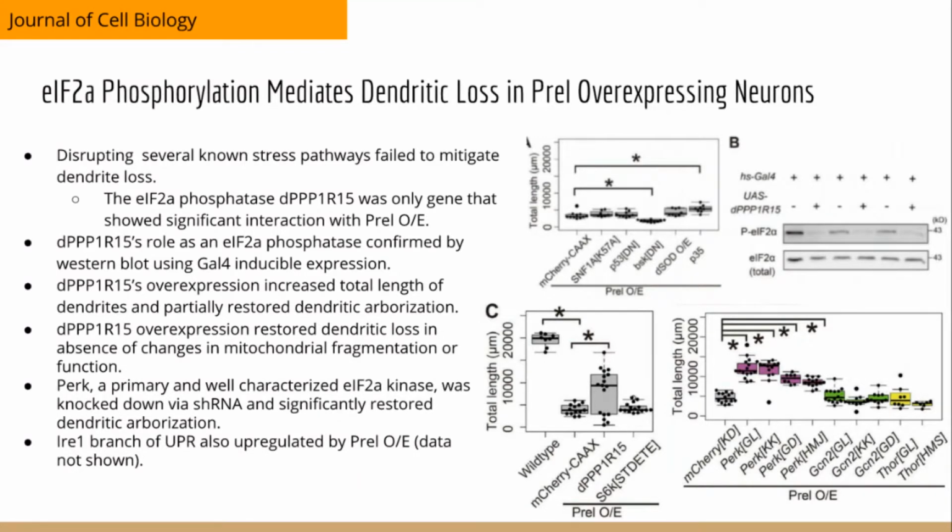The researchers also observed that IRE1, another ER stress sensor, was upregulated in the nucleus. So PREL overexpression induces mitochondrial dysfunction, eIF2a phosphorylation through PERK, and also transcription through IRE1. And interfering with this pathway by either downregulating PERK right here, or by upregulating an eIF2a phosphatase right here, restores dendritic length for the most part.